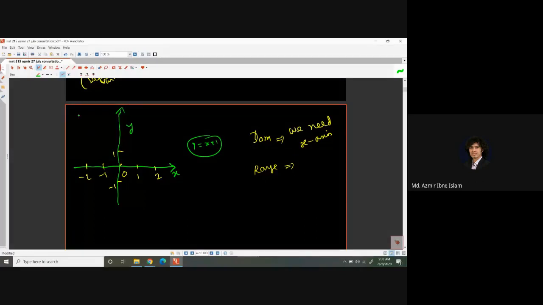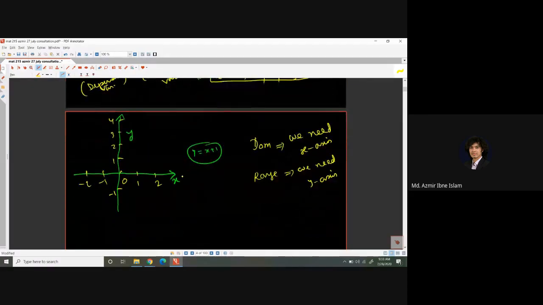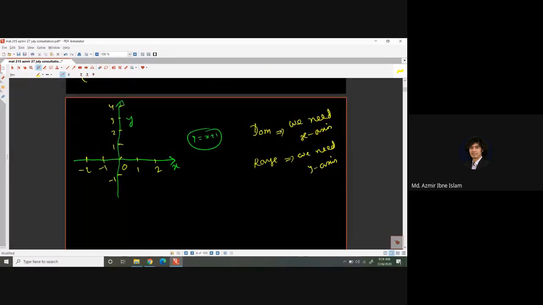-1, 0, +1, +2, +3, +4. So for the range we are using the y-axis. We are just discussing real valued function. Now how many dimensions do we need just for a real valued function? You can see the x-axis is one dimension, and the y-axis is another dimension. So we need two dimensions.